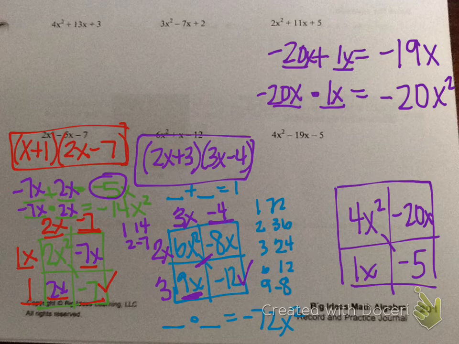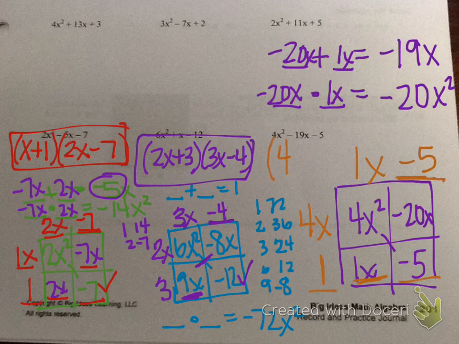So when I go to factor, I can pull 4x out of 4 and negative 20, which leaves me 1x here. 4 times what makes negative 20? That'd be negative 5. 1x times 1 makes 1x. 1 times negative 5 makes negative 5. So my answer here is 4x plus 1, 1x minus 5.